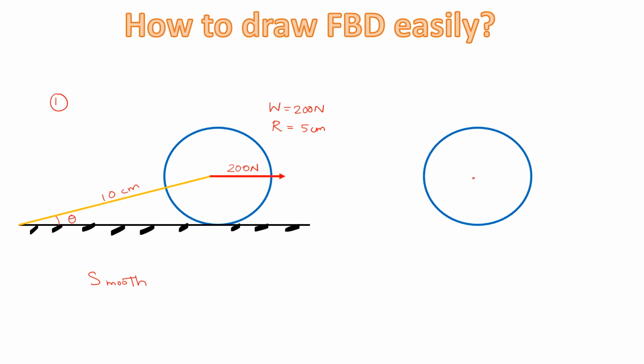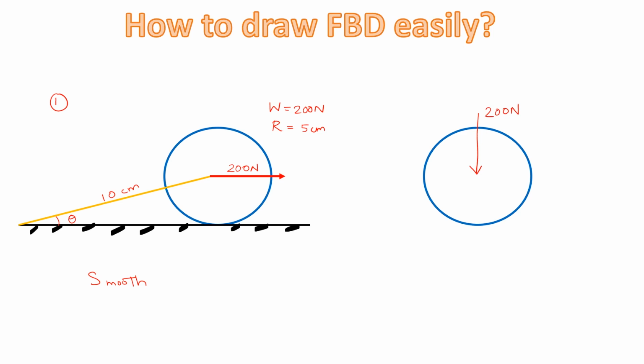So let's begin with the free body diagram. First of all, we can mark the center of the body. Then we can draw the common thing, that is weight. Every body has its own self weight. First of all, we need to mark the self weight, which acts downwards through its center in a straight line. So we can mark the weight, which is given as 200 Newton.